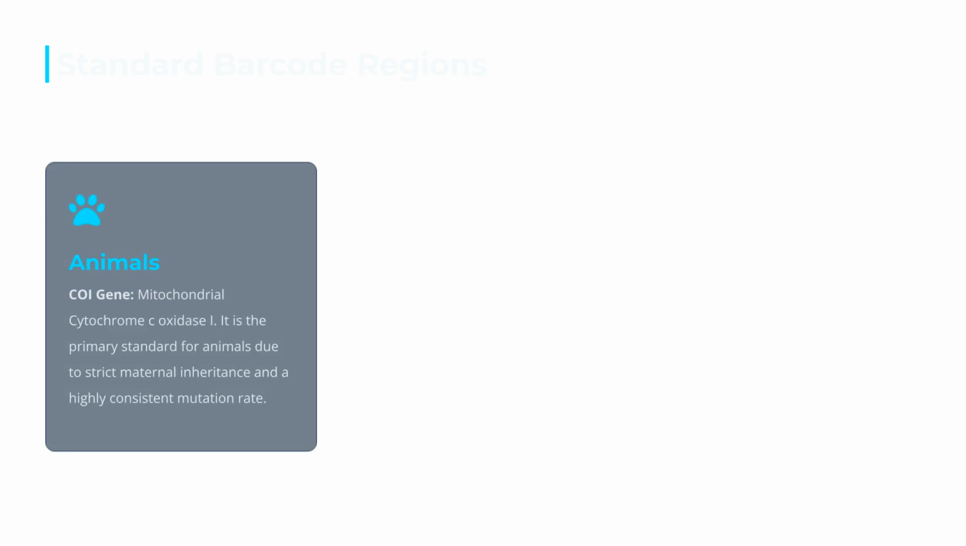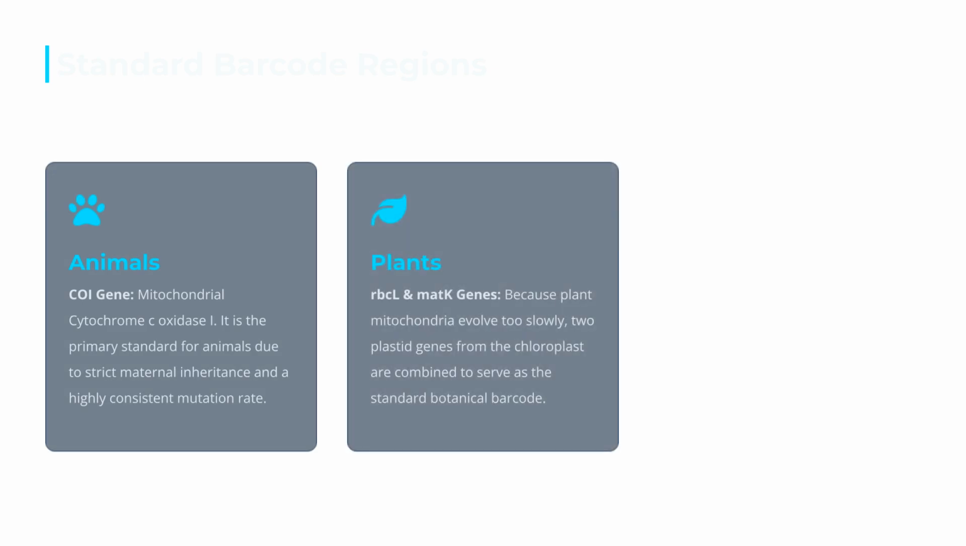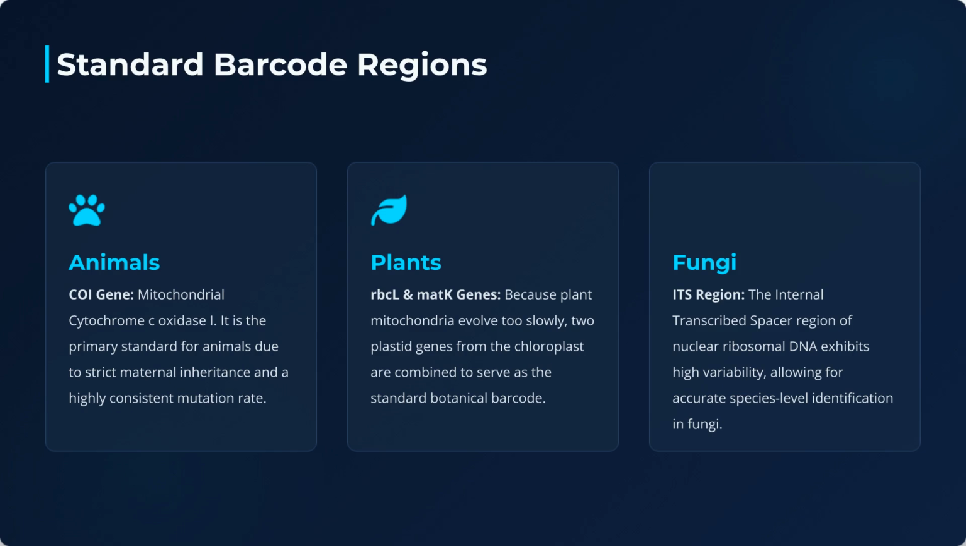Different taxonomic groups have standard barcode regions. For animals, it's the COI gene. For plants, RBCL and MATK genes are combined. For fungi, the ITS region of nuclear ribosomal DNA is used.